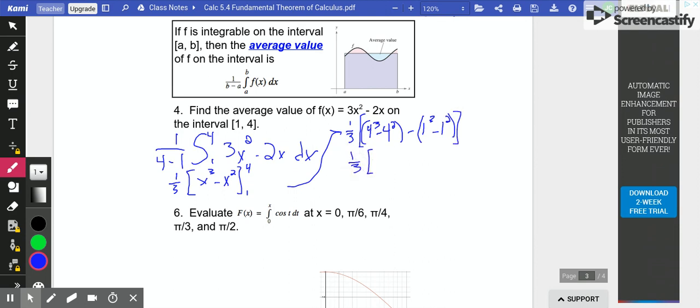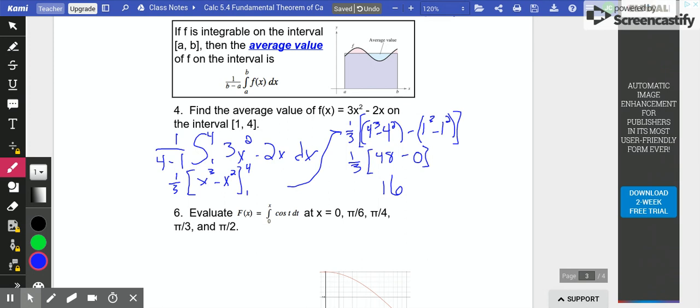So let's see, that's going to be 64 minus 16. So that's 48. This is going to be 1 minus 1, which is 0. And then 48 divided by 3 is 16. So 16 is the average value of this function.